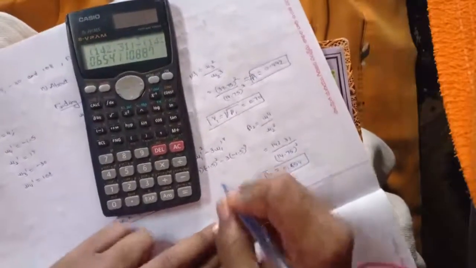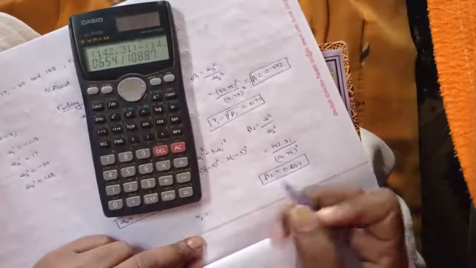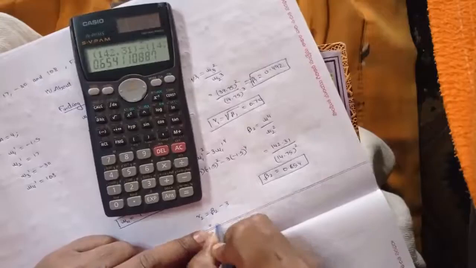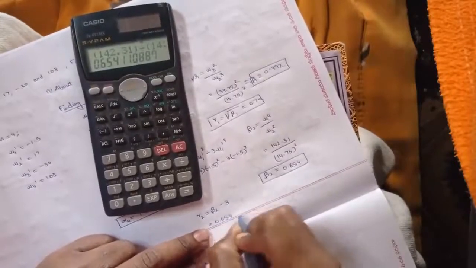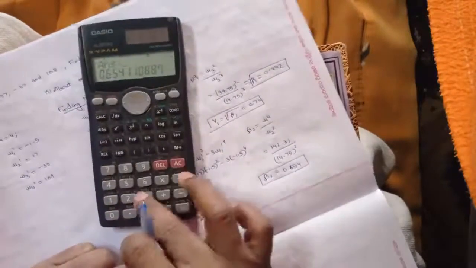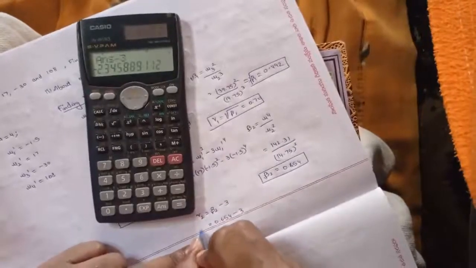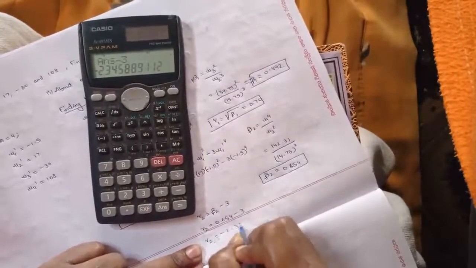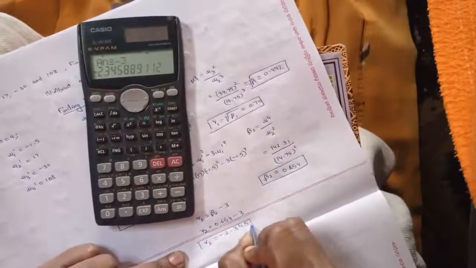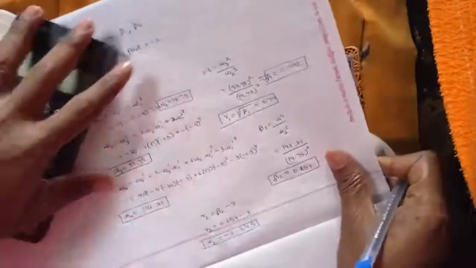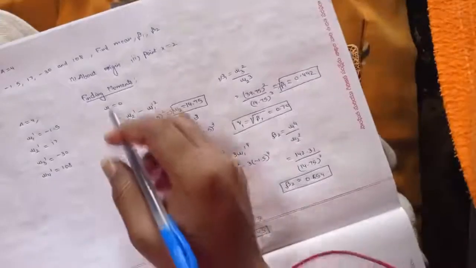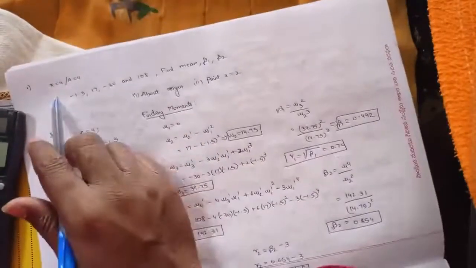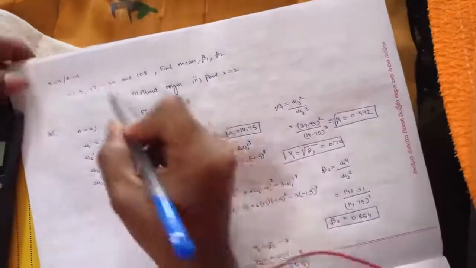Now let us find gamma 2. Gamma 2 is nothing but we have to subtract 3 from beta 2. Beta 2 minus 3, that is 0.654 minus 3. So let us subtract 3 from that, and we will be getting gamma 2. So gamma 2 is equal to minus 2.345. So we have found all the 4 moments at the point x is equal to 4. So we have found this question.